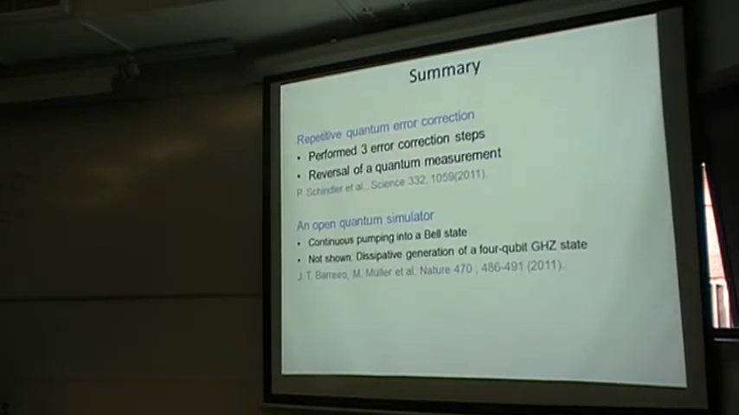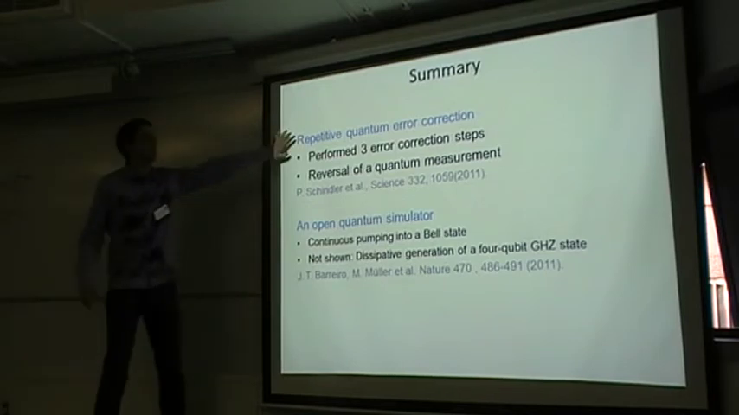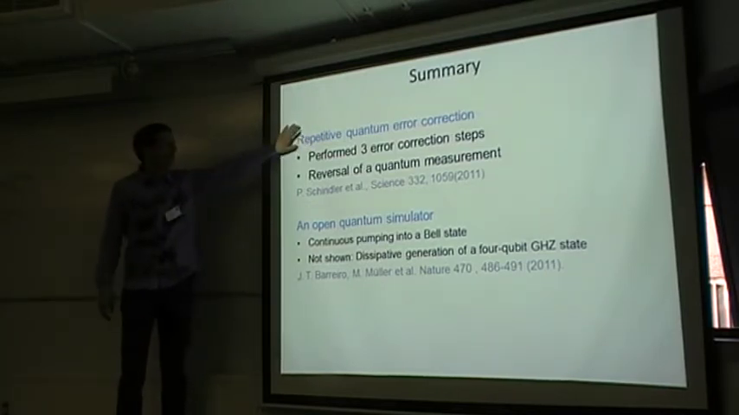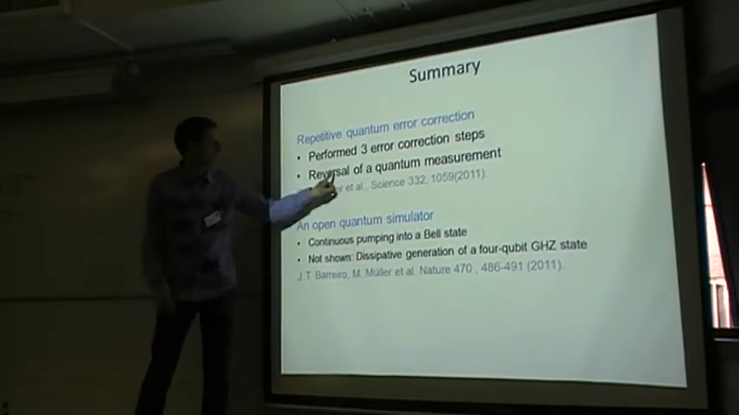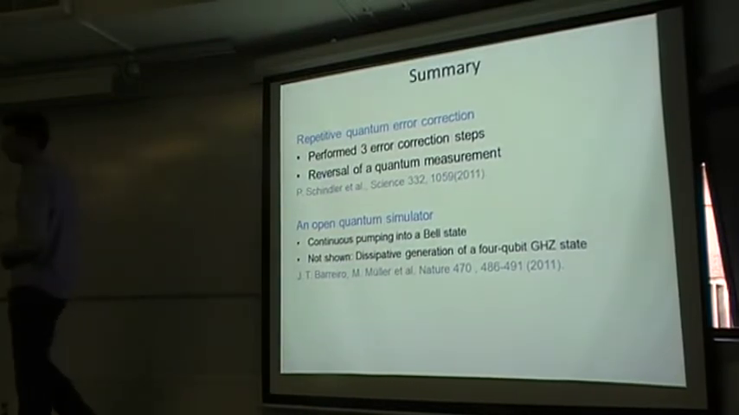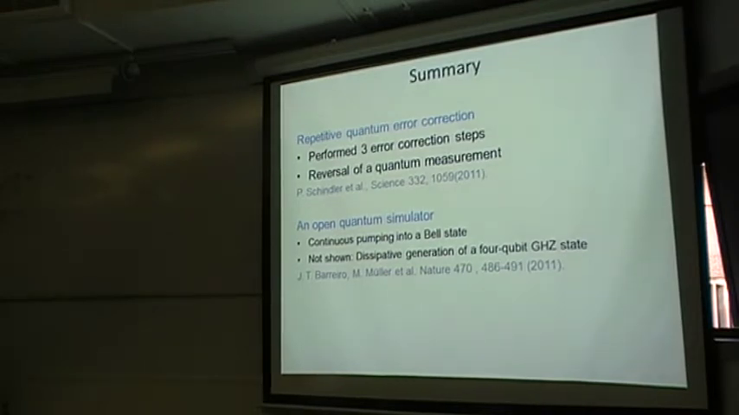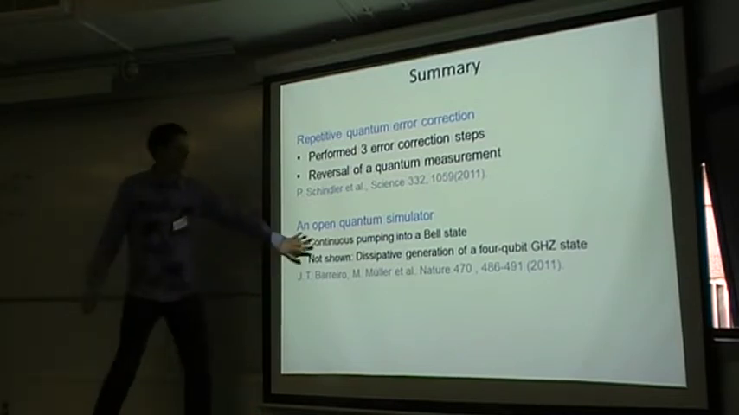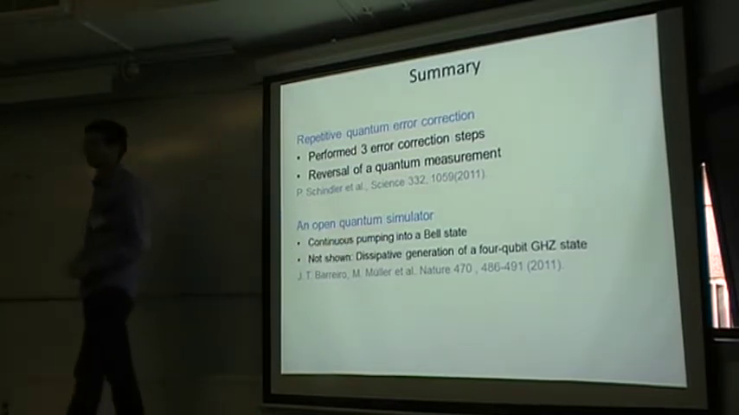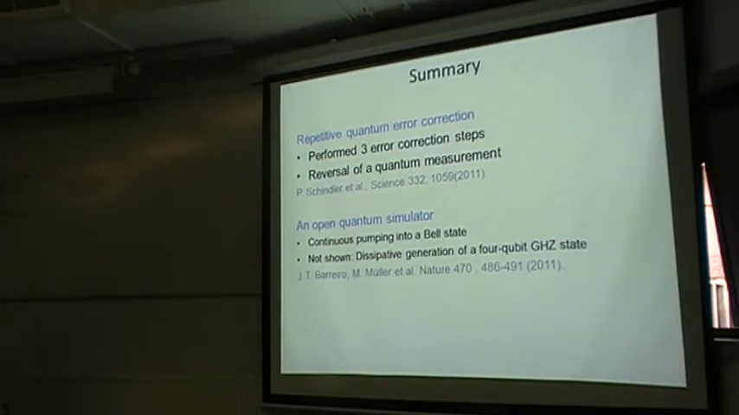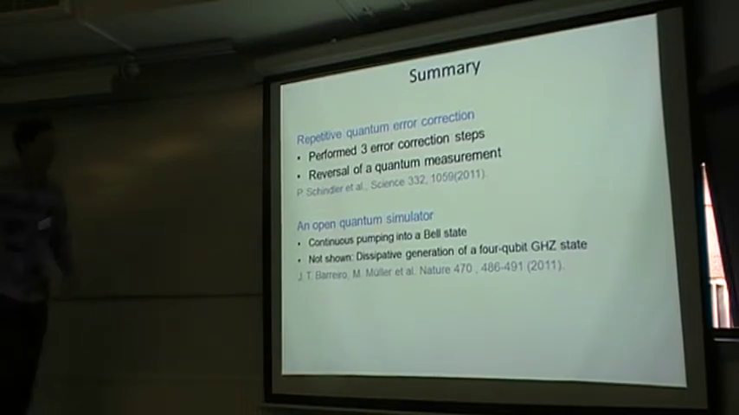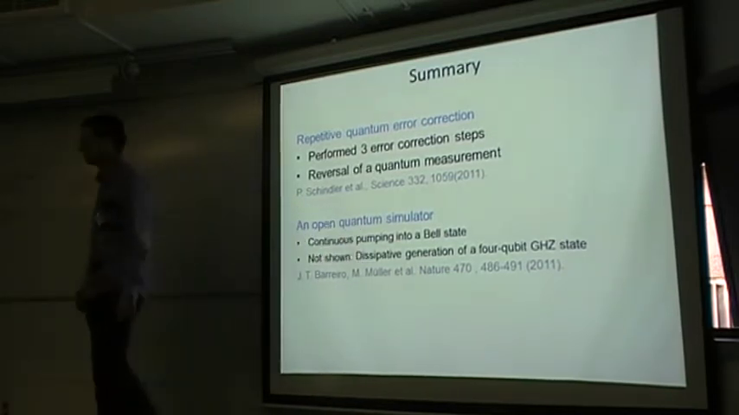To summarize, I've shown you some examples of quantum algorithms that we are able to do now: repetitive quantum error correction, including a reversal of a quantum measurement, and also an open quantum simulator, which is able to pump into a Bell state starting from an arbitrary initial state, even a mixed state. There are additional things shown in there, for example pumping to a 4-qubit GHZ state.